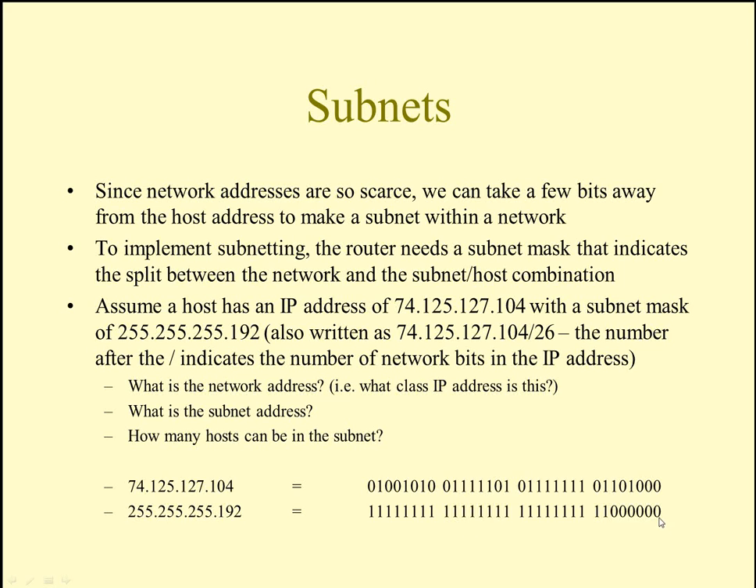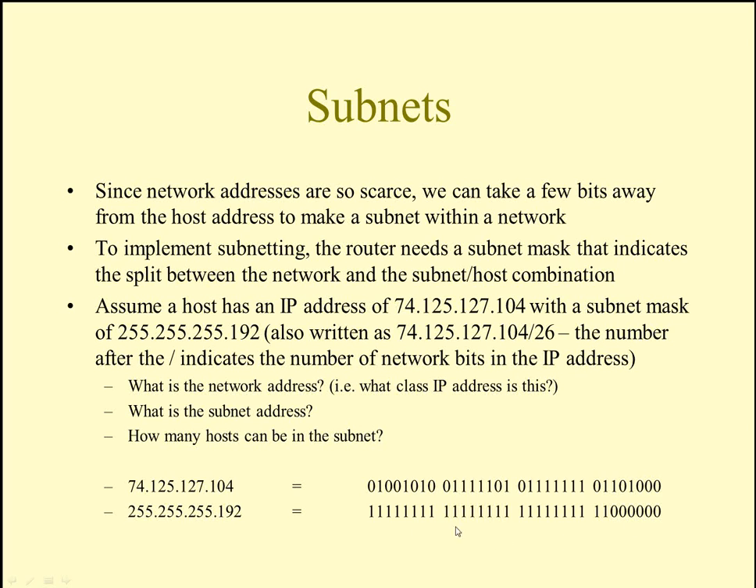Then we've reduced this down to only having the last 6 bits as host bits within this subnet. So we can figure out the subnet address by just ANDing all of these values together. When we have a number ANDed with a 1, we just get that number. When we have a number ANDed with 0, we get 0.